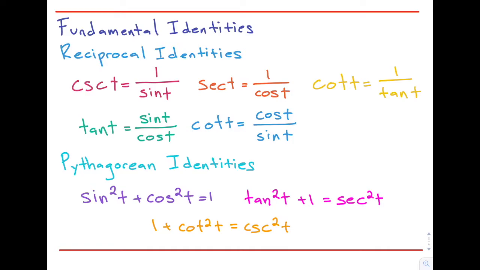The Pythagorean identities are sine squared t plus cosine squared t equals 1. Remember, by commutativity of addition, it doesn't matter the order in which we write it. Tangent squared t plus 1 equals secant squared t, and 1 plus cotangent squared t equals cosecant squared t.